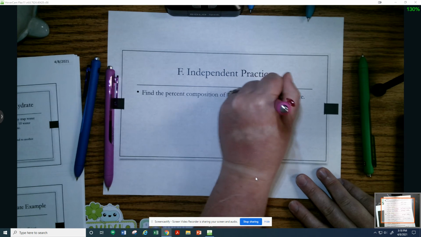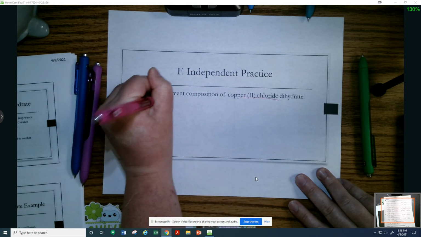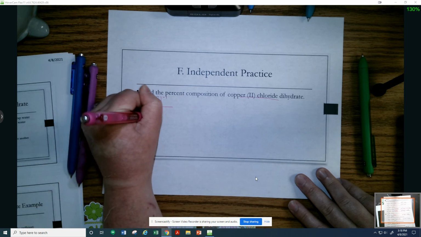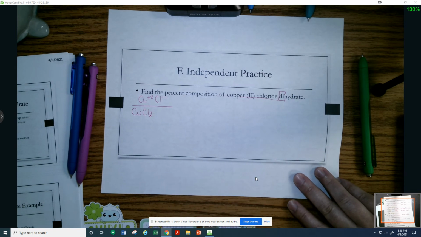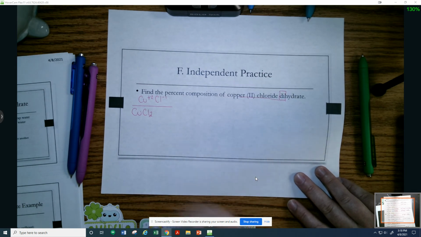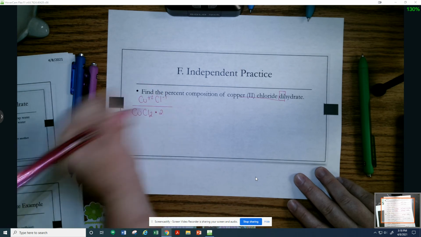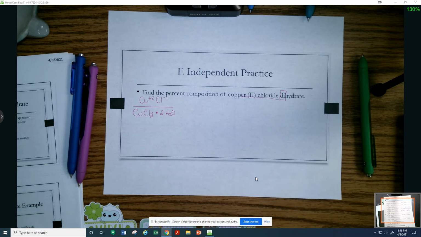So one last example to show you hydrates is we have copper 2 chloride dihydrate. So to take care of the copper 2 chloride, copper is +2 in this scenario, chloride is Cl -1. So the formula is CuCl2. Dihydrate means we have 2 water. So we show our dot to show that it's a hydrate, coefficient 2, H2O.